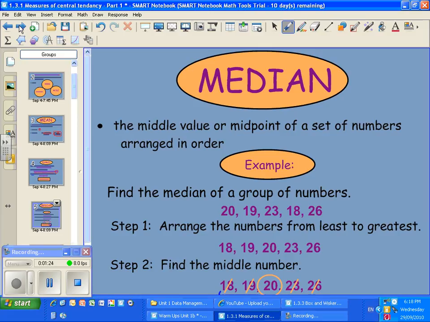Median is the middle value or the midpoint of a set of numbers, and sometimes it's best to use median, and we'll see a little bit later when you use mean, median, and mode. So the key to finding the median is arranging the numbers from least to greatest. Now, if we just look for the middle number without putting them in order, we would say 23 must be the median, but it's not. You have to put them in order, and then you find that the median is 20.